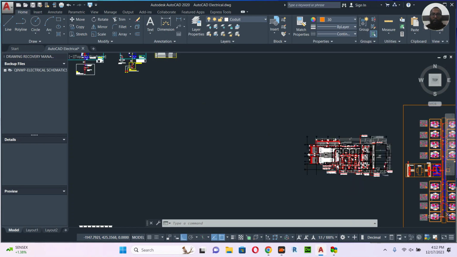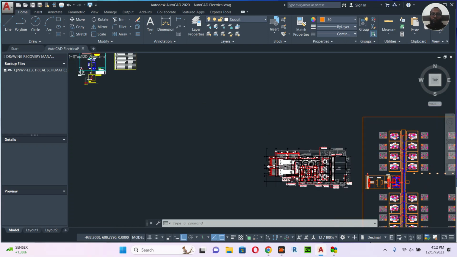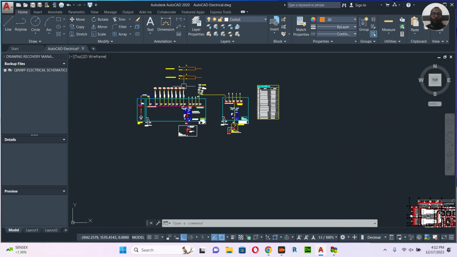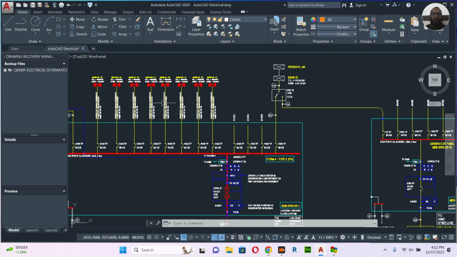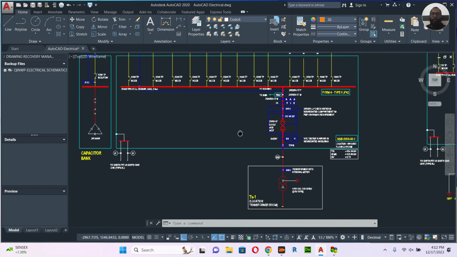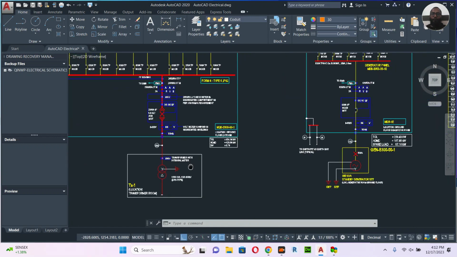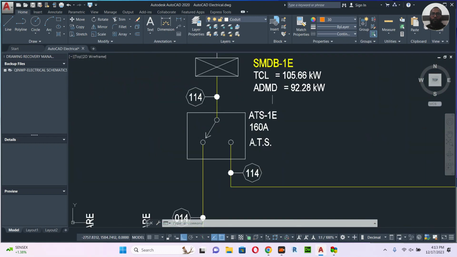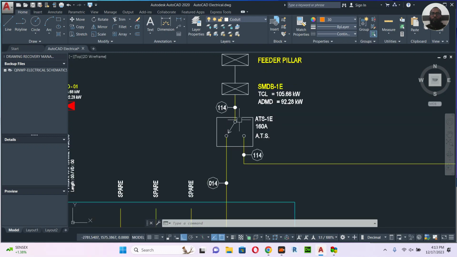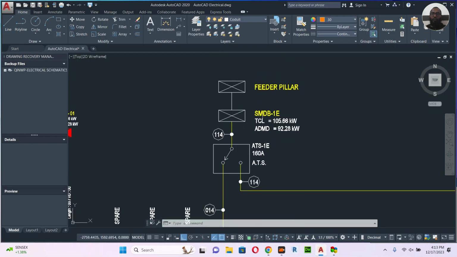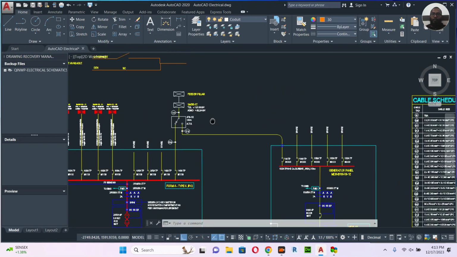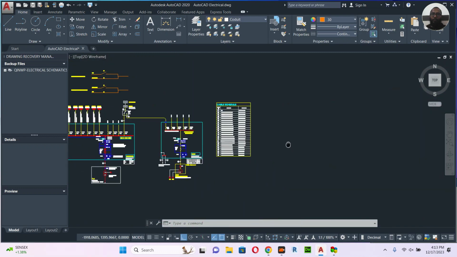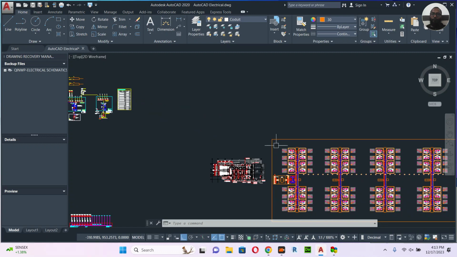I'm Nizar here. So in the last video we learned how to make this SLD, and I explained everything to you, these things, and the capacitor bank, and then transformer and generator. I explained about the ATS, and also how ATS will work, and also I explained about the SMDB1E, that means emergency SMDB, and I explained about the feeder pillar which we normally use externally.